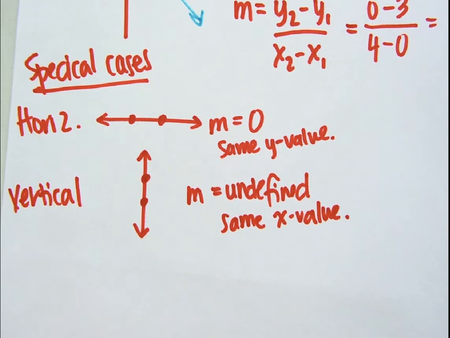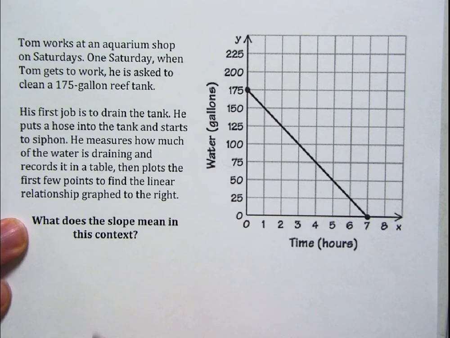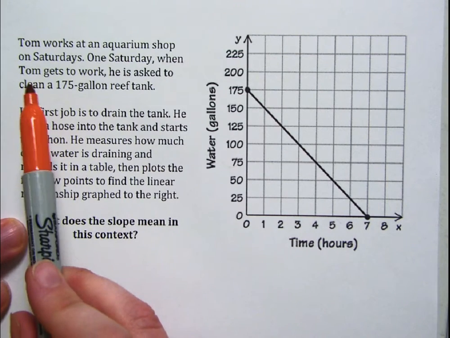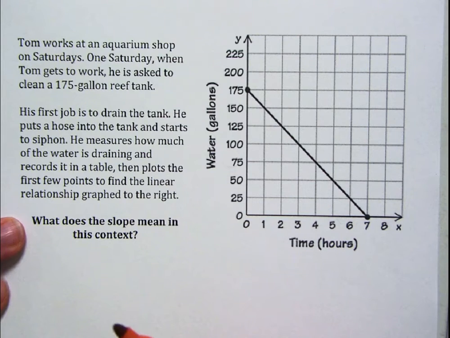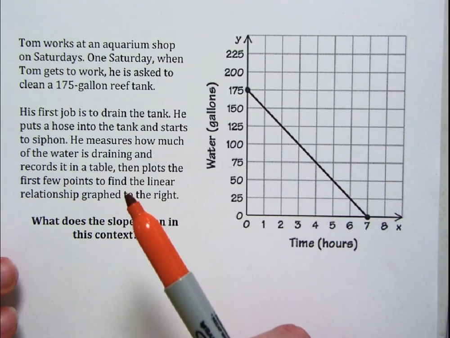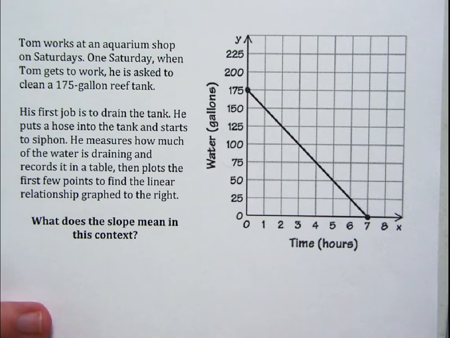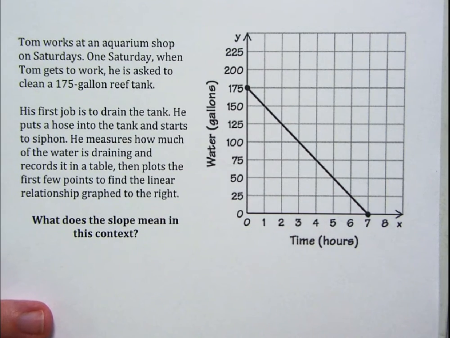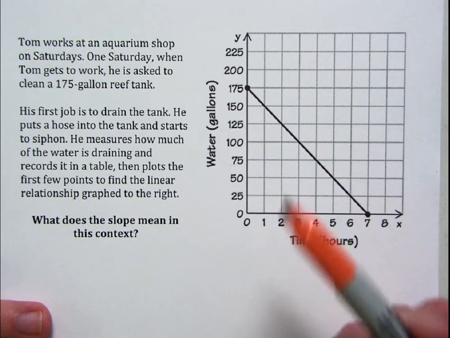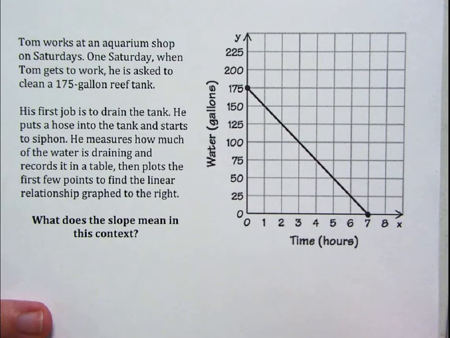Okay, we're going to switch gears a little bit, talk about slope still, but look at an application. With this application, we're going to be answering the question, what does the slope mean in this context? For this problem, Tom works at an aquarium shop on Saturdays. One Saturday, he is asked to clean a 175-gallon reef tank, and he needs to drain the tank. So he starts to measure the water, plots it on a graph, and that's what we have here. It ends up taking him 7 total hours to drain the tank, and we know that when he started, the water in gallons that he had was 175.